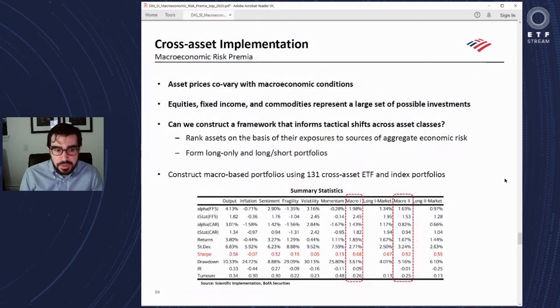For this implementation, we're going to use 131 cross-asset ETF and index portfolios, and we're going to apply the same machinery, meaning we're going to start with those 131 indices. We're going to compute the exposures of those indices to the different macroeconomic factors. And once we have those exposures, we're going to construct long-short portfolios that are going to be rebalanced on a monthly basis.